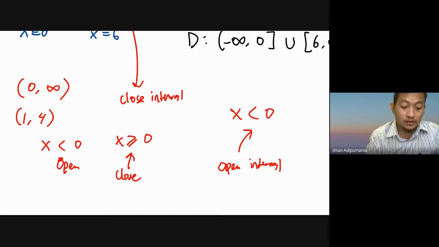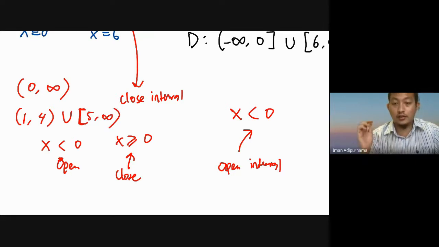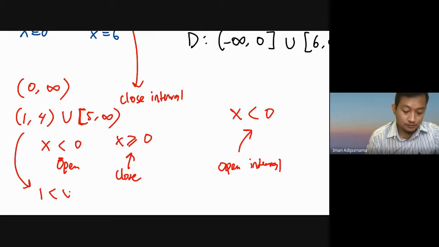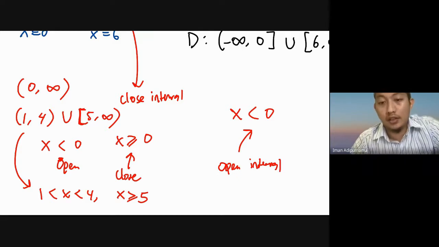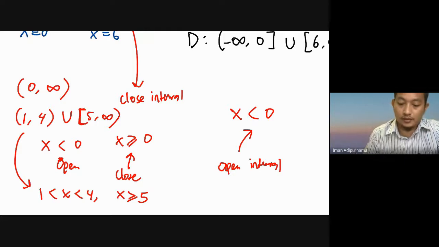Or maybe 4, and then to create a union, you write this, and then maybe 5 to infinity. Okay. Or you can write x. Okay. That's your choices.